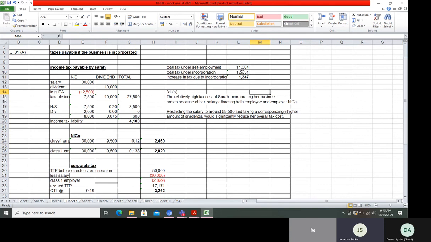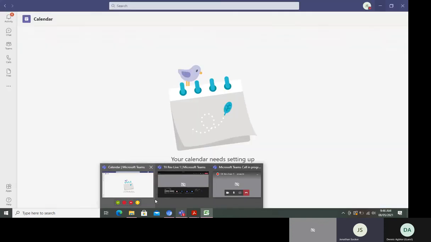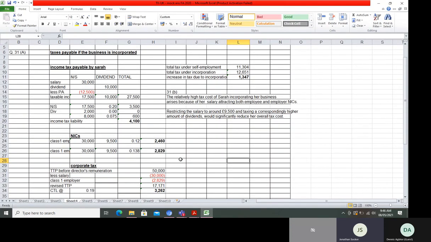12,651. So when we compare, you can see that the liability under incorporation is more than when we were trading under self-employment, right? So here we say what? Increase in tax due to incorporation. So there has been an increase in tax of so much due to what? Incorporation. And yes, so that's it. Tax has gone up because of what? Incorporation.